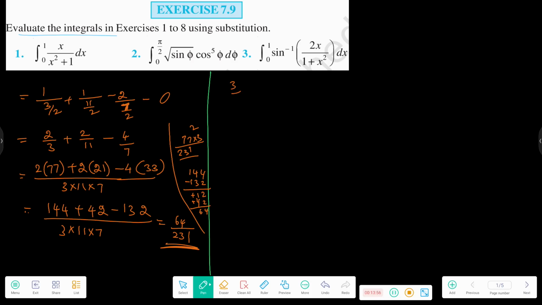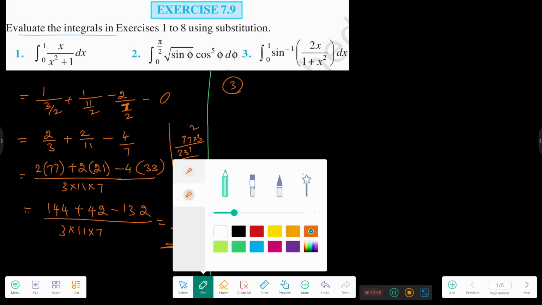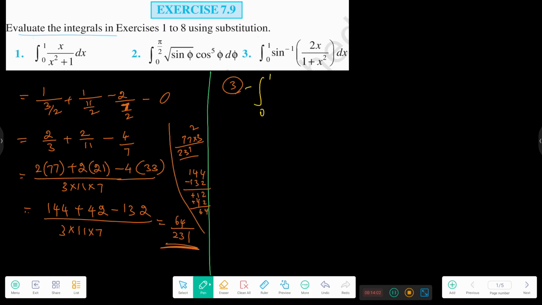Question number 3, let's go. Question number 3 says: integral 0 to 1, I equal to sine inverse of 2x divided by 1 plus x square into dx. Before, with sine inverse, tan inverse, cos inverse, we go for integrating by parts, that we know very well. But here it's not like sine inverse x, there is something else. So first you have to simplify this.